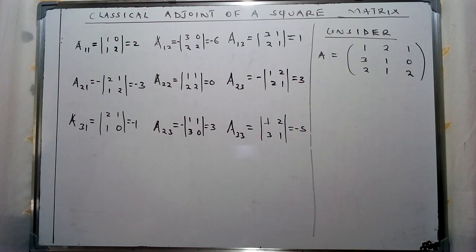In my discussion today, I'm going to look at the concept of a classical adjoint of a square matrix. This is going to be a follow-up discussion from the previous videos which we had done on the concept of minors and cofactors.